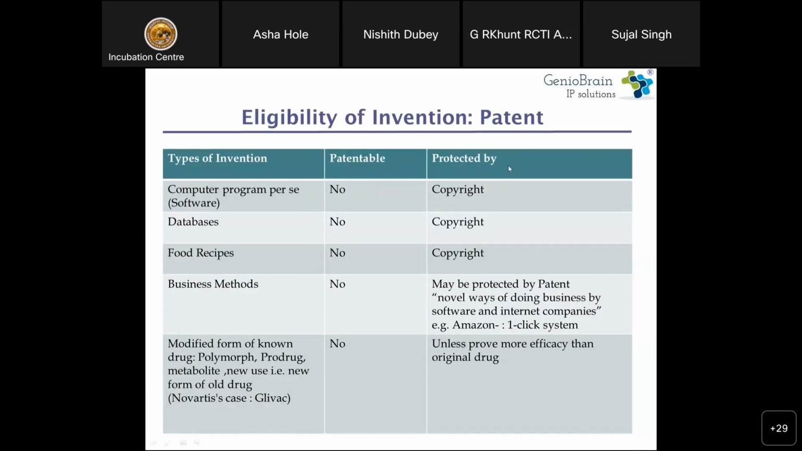So software is not patentable in India; it is protected by copyright. These are some important highlights that I have compiled in the presentation based on the questionnaire we have received so far through different presentations. For many scientists, databases are protected through copyright. Food recipes are also protected by copyright, not patentable. Again, business methods are not patentable.